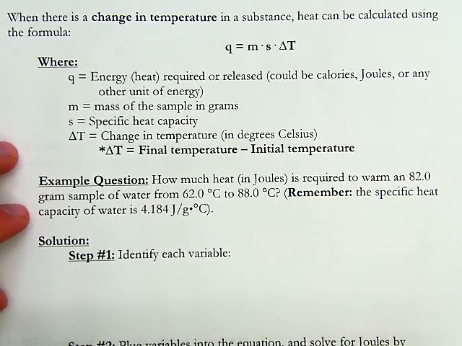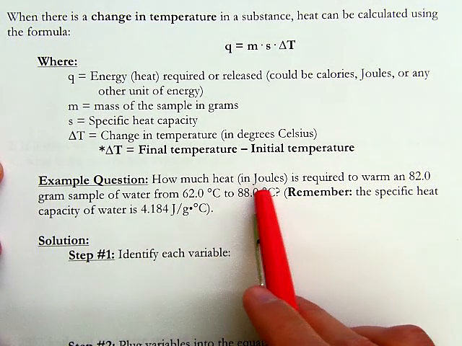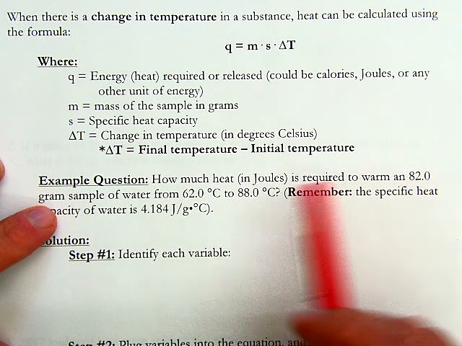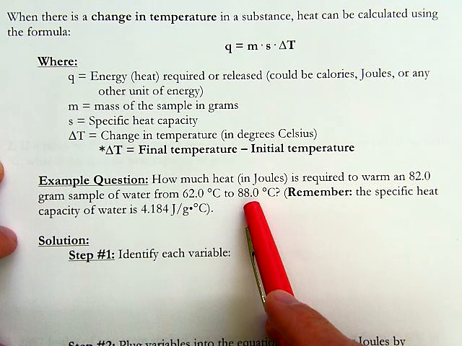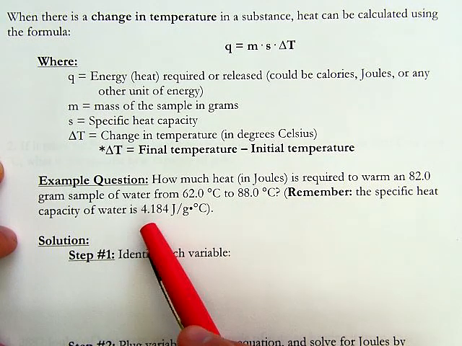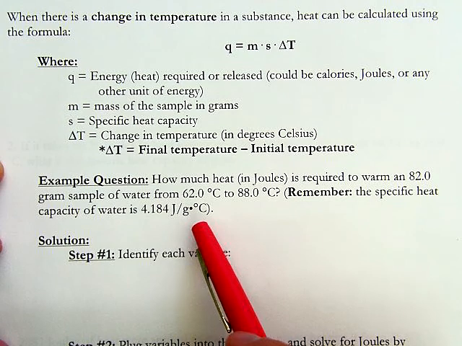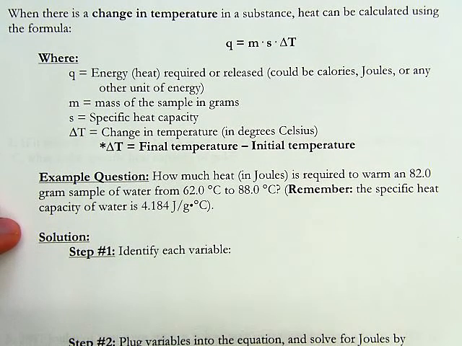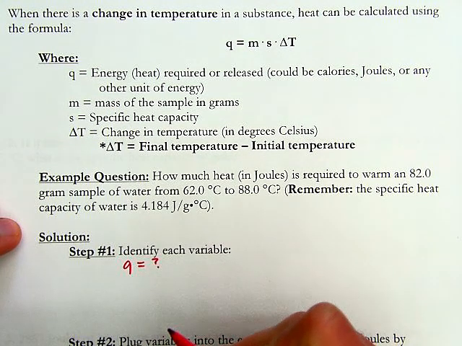So the first problem says, how much heat in joules is required to warm an 82 gram sample of water from 62 degrees to 88 degrees? Remember, the specific heat capacity of water is 4.184 joules per gram degree Celsius. So first we're going to identify each variable. Q is what we're solving for. That's what we don't know.